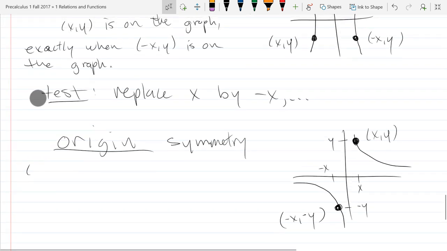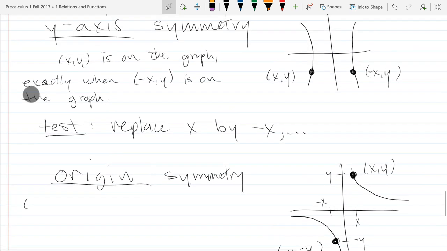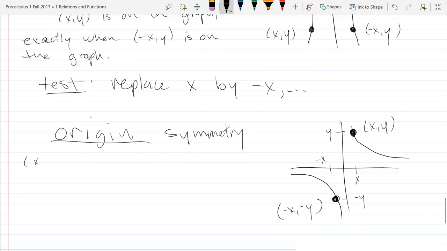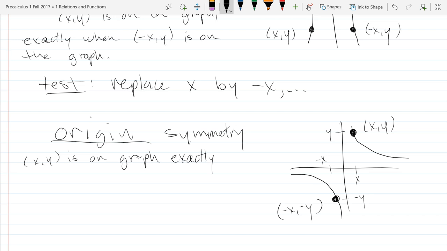So when we write down the points on the graph, x, y is on the graph exactly when negative x, negative y is on the graph.